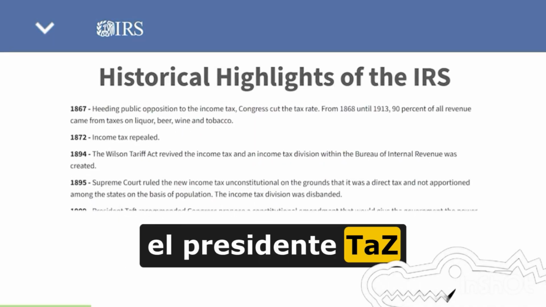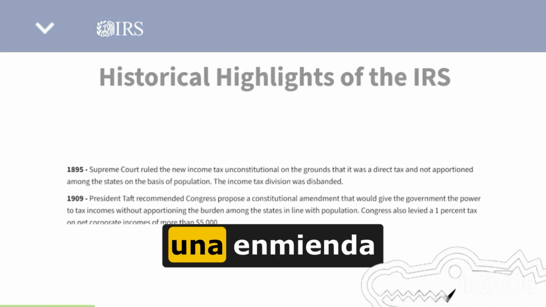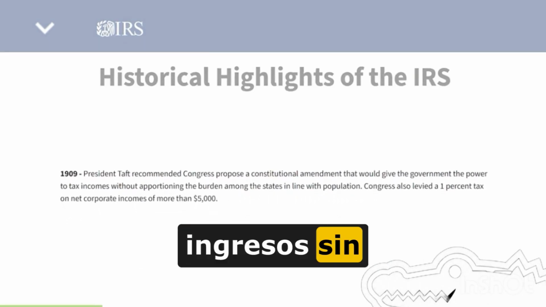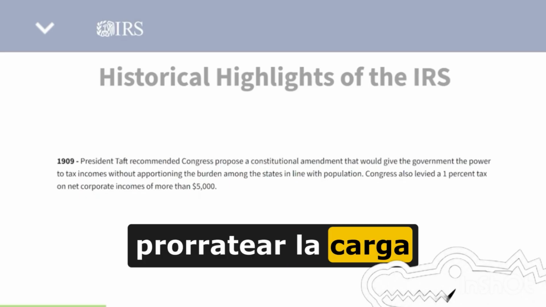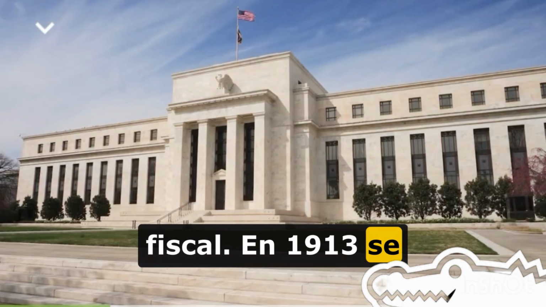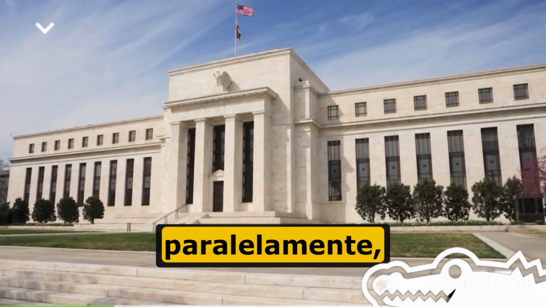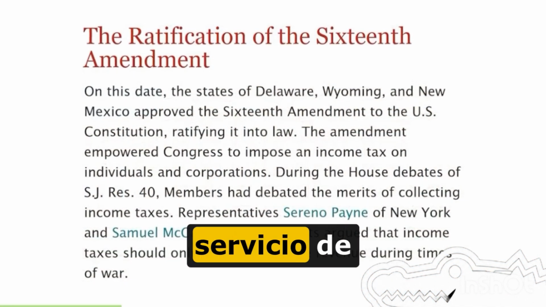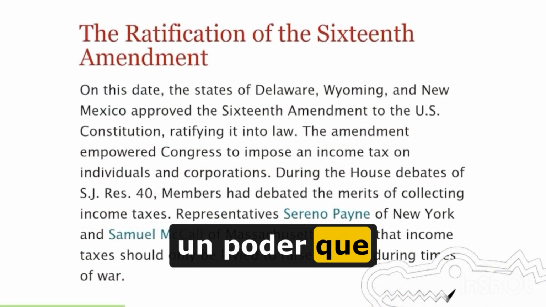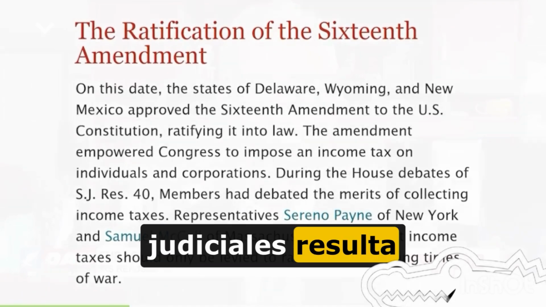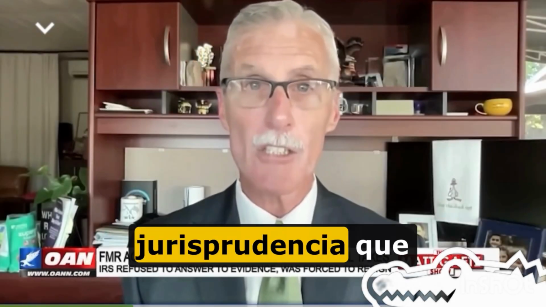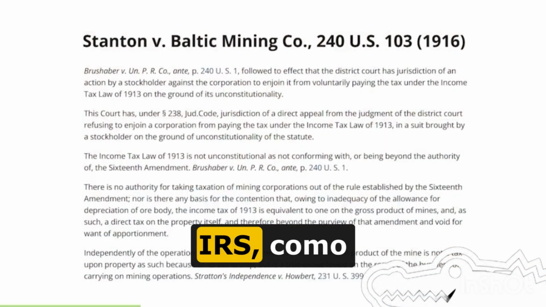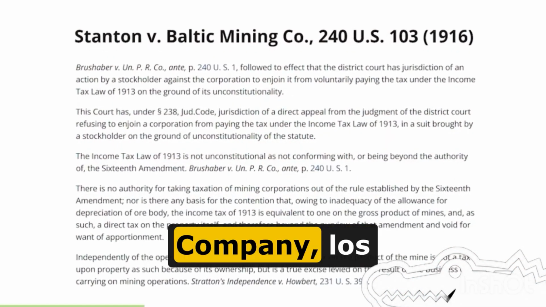In 1909, President Taft recommended that Congress propose a constitutional amendment to give the government power to tax incomes without apportioning the burden. In 1913, the Federal Reserve Bank was established. Along with it came the ratification of the 16th Amendment, which gave what many court cases show to be undue power to the Internal Revenue Service. This includes case law that was withheld from IRS employee training, such as Stanton versus Baltic Mining Company.